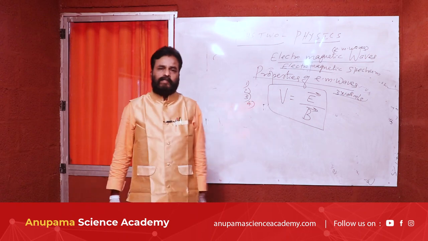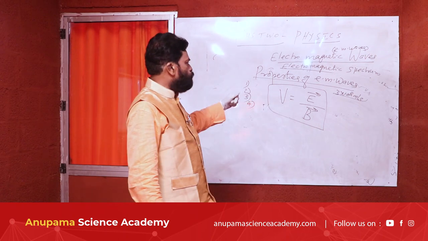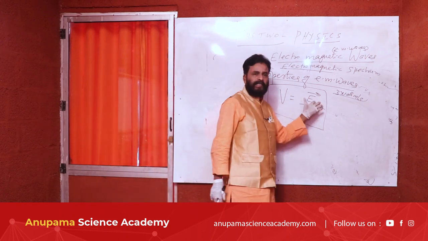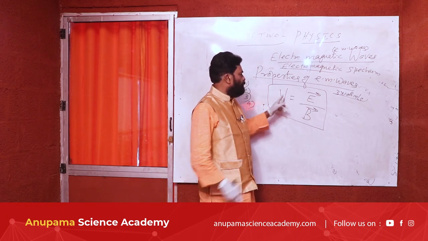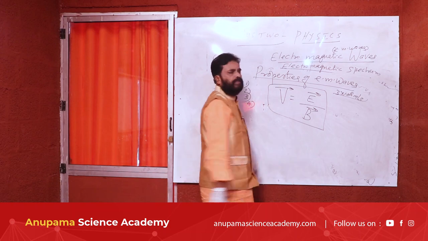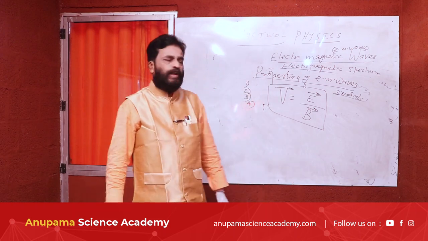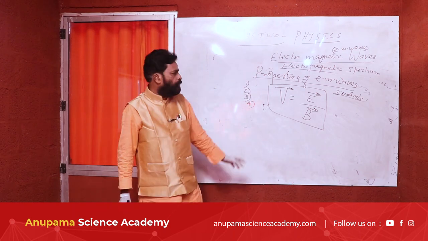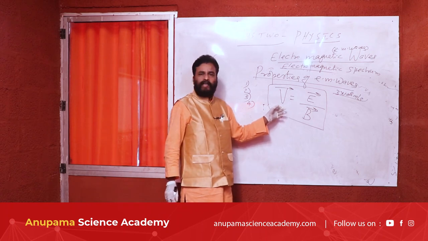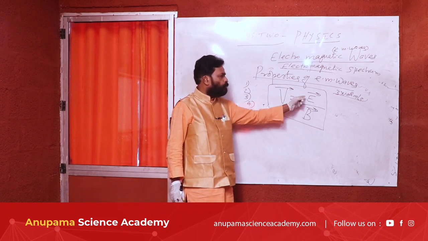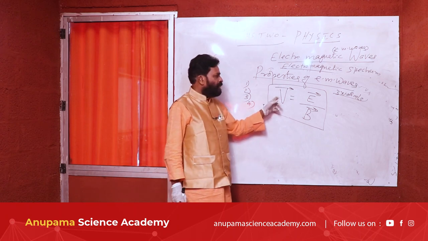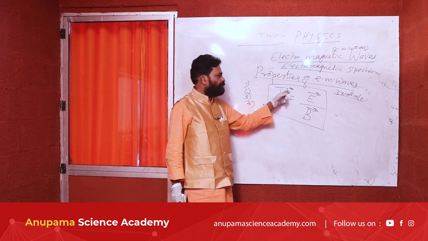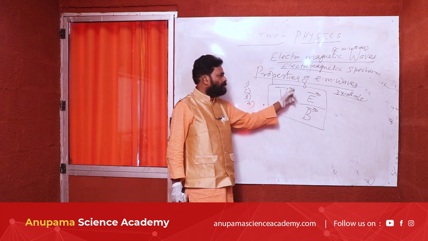This equation you must remember. A problem was asked in a previous exam: vector E is given, vector B is given, find the velocity of light. The velocity of an electromagnetic wave is given by the equation V = E/B. What is vector V? Velocity is a vector quantity. This arrow mark represents a vector.